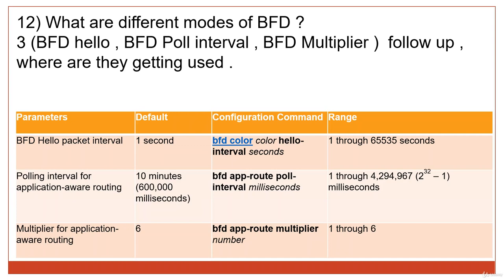Likewise, BFD is also doing this, but in a much more effective manner, because first of all, it has a timer of 1 second. Obviously, all these timers that you're seeing here are tunable. You can go and change that. One important thing here is that BFD is per color. So suppose you have 2 ISP colors, or 2 links with 2 colors, that means you have 2 BFD sessions going via those tunnels. That means you are sending 2 independent BFD hello packets to reach out.